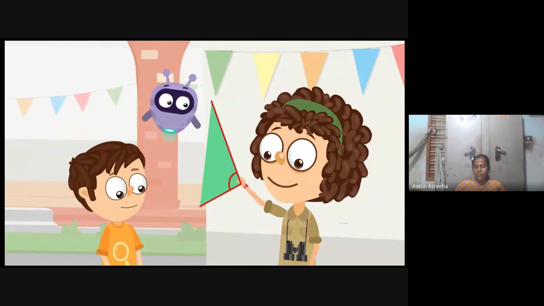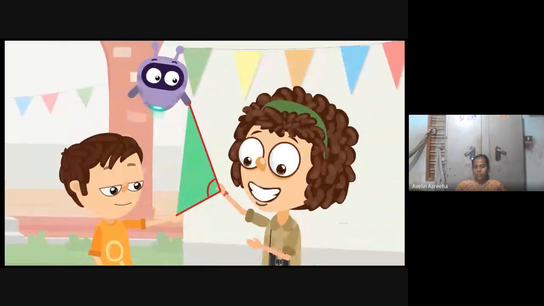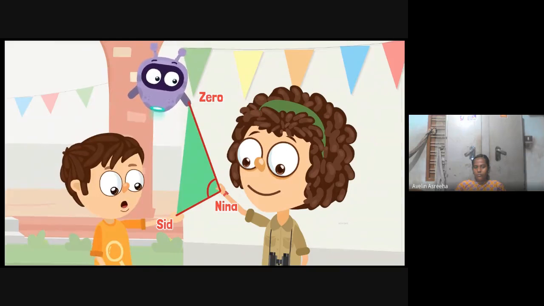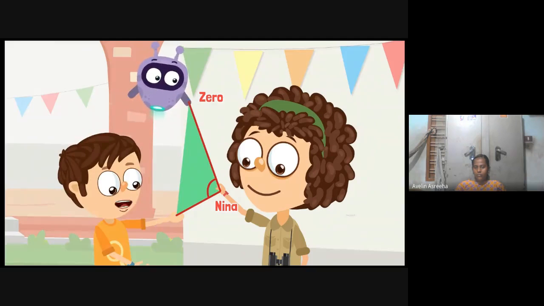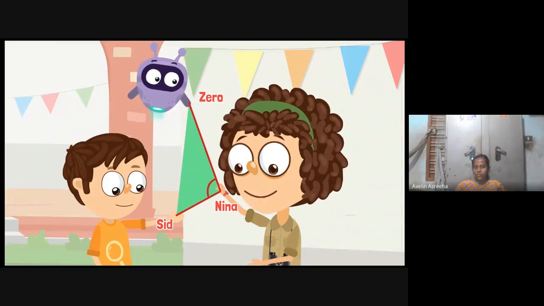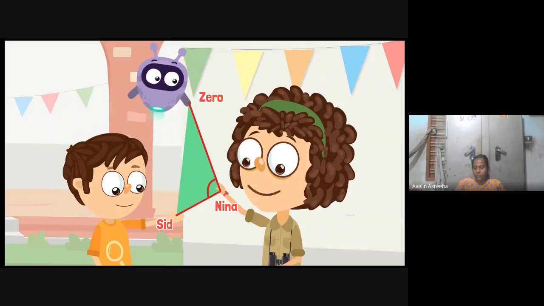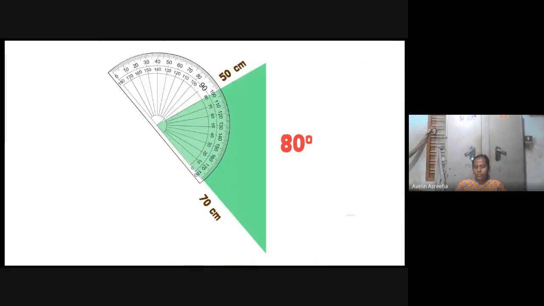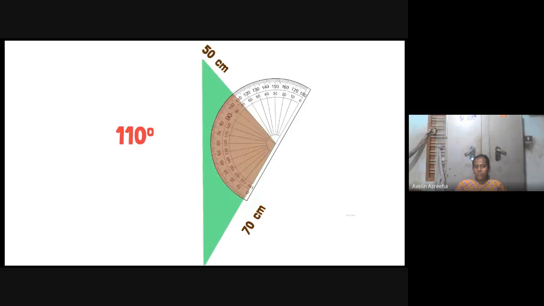Did you know that angles can be named? Like clockwise, anti-clockwise? No. Both of you stand near each of the endpoints. This angle is Sid Nina angle, or Nina Sid angle. Both are correct. Just make sure the vertex is always in the middle. This was 80 degrees. And this one 110 degrees.